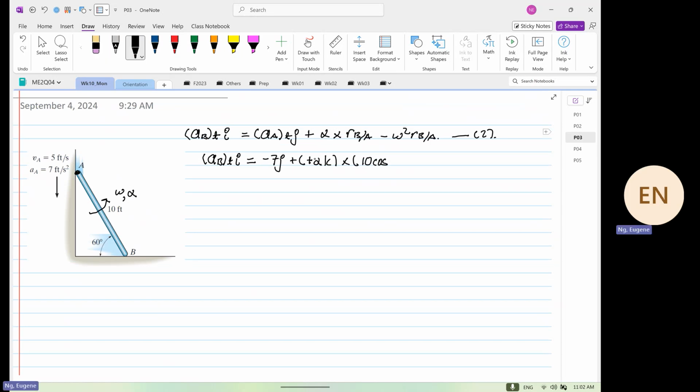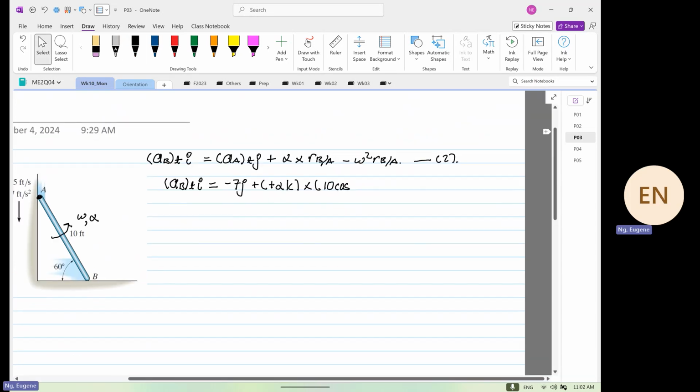So this is positive. Am I right? Anti-clockwise is positive. Am I right or wrong? Okay, so the thing is sliding down. It's going there. Yep, that's correct. Thank you for telling me.